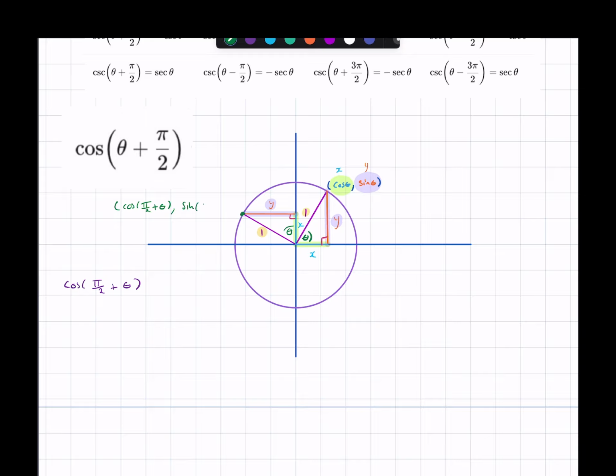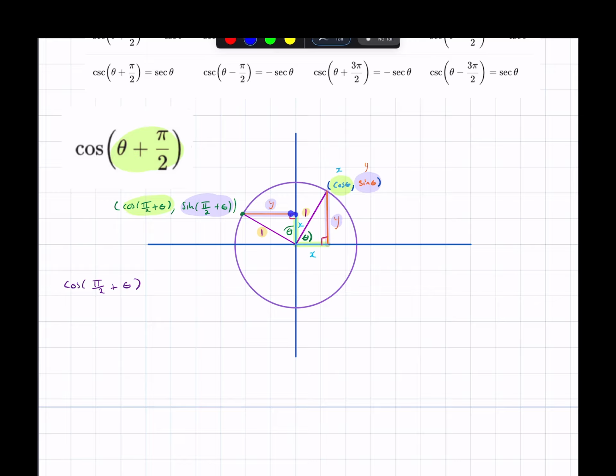By the definition of the extended sine and cos functions, which are defined for all real numbers, not just numbers between 0 and 180, the y-coordinate of this point is sine of pi over 2 plus theta, and the x-coordinate is cosine of pi over 2 plus theta. But what are these coordinates? What is the x-coordinate of this? Of course, cos of pi over 2 plus theta is the same thing as cosine of theta plus pi over 2. So what's the x-coordinate at this point?